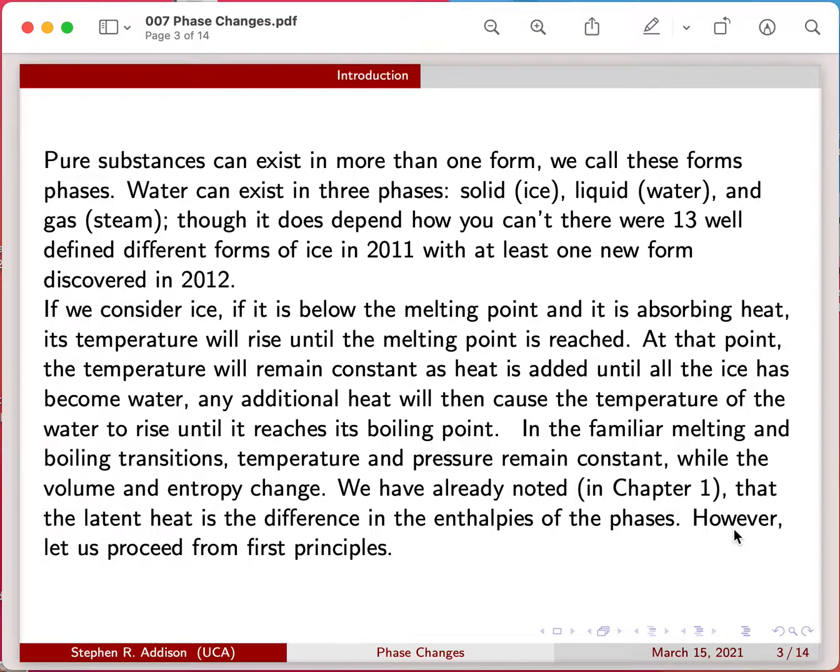Starting out from a solid, you have to add heat, and to convert a solid to a liquid, you have to add the latent heat of fusion. In moving from a liquid to a vapor, you add the latent heat of vaporization, and we have introduced those ideas before.